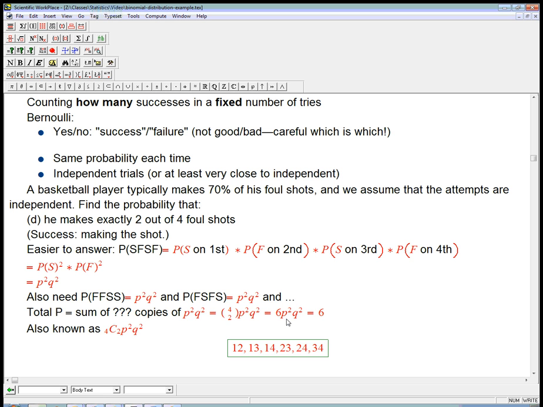That's, in this example, 6 times 0.70 squared times 0.30 squared, and finally we're going to get an actual answer, 26%. Okay, about 26.5% of the time he will make exactly 2 out of 4. It seems reasonable. If he's making 70%, we kind of expect it's more likely he'd make 3, but it's not at all unreasonable that he'd make exactly 2 out of 4.